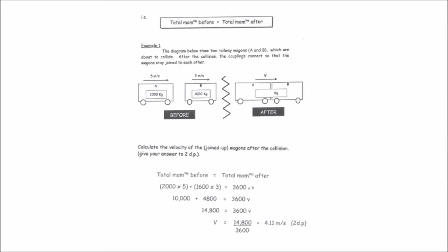So that was a pretty simple one. The total momentum before, mass times velocity there, mass times velocity there. Add them up, they're going in the same direction. And that gives 14,800. And that's what the total momentum after must equal. They coalesce, so we now have a combined mass of 3,600. Divide those to get the velocity, and it's 4.1 meters per second. So the one has slowed down a bit, and the one has sped up a bit. Okay, no props.